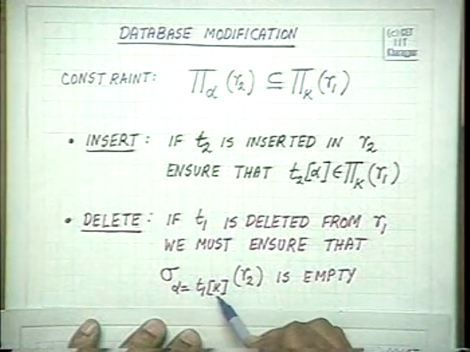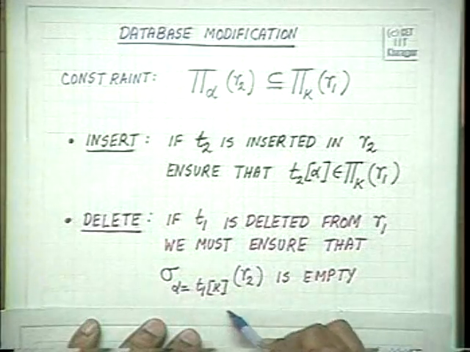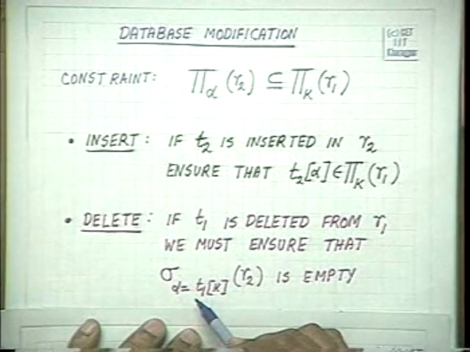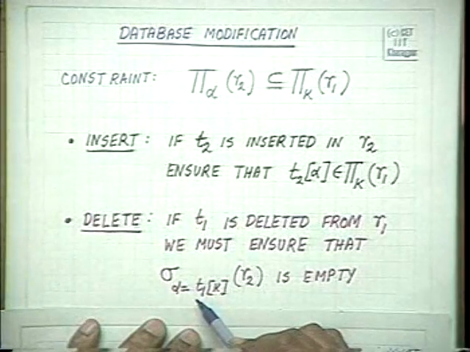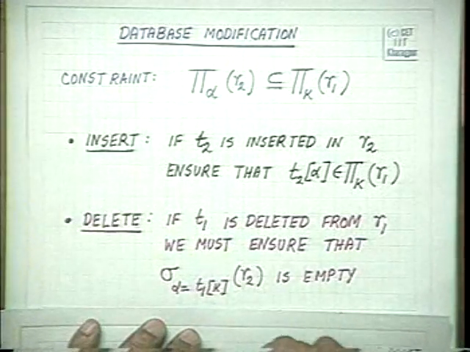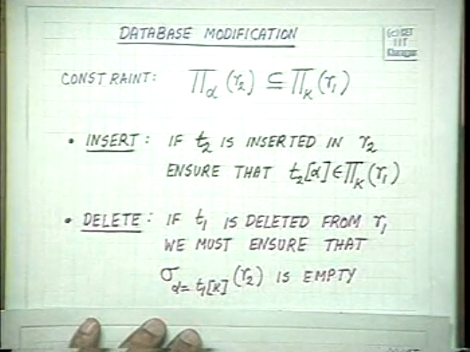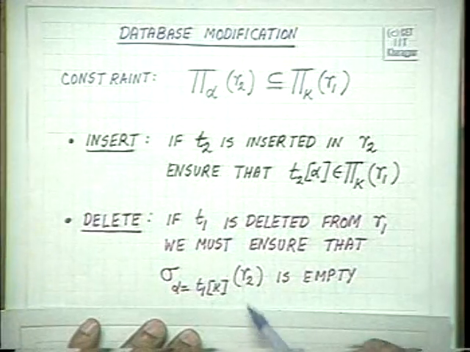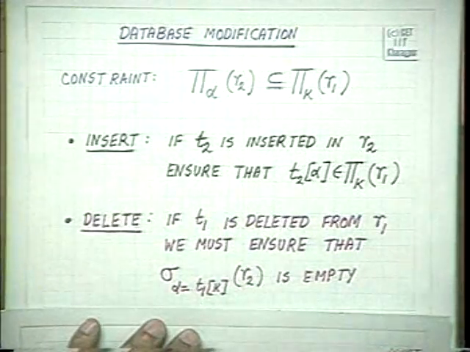Therefore, if we select out those tuples which have alpha equal to T1 of k, that set must be empty, because if that set is not empty, we will have an inconsistent situation. That is, we delete an element from the relation book and we still have some accession number in borrow for that book. That should not happen. That is, we must not delete an element from the relation book which is being currently borrowed by somebody. That means some mischief is going on. So this check must be made. So during insertion this check must be made, and during deletion this check must be made.